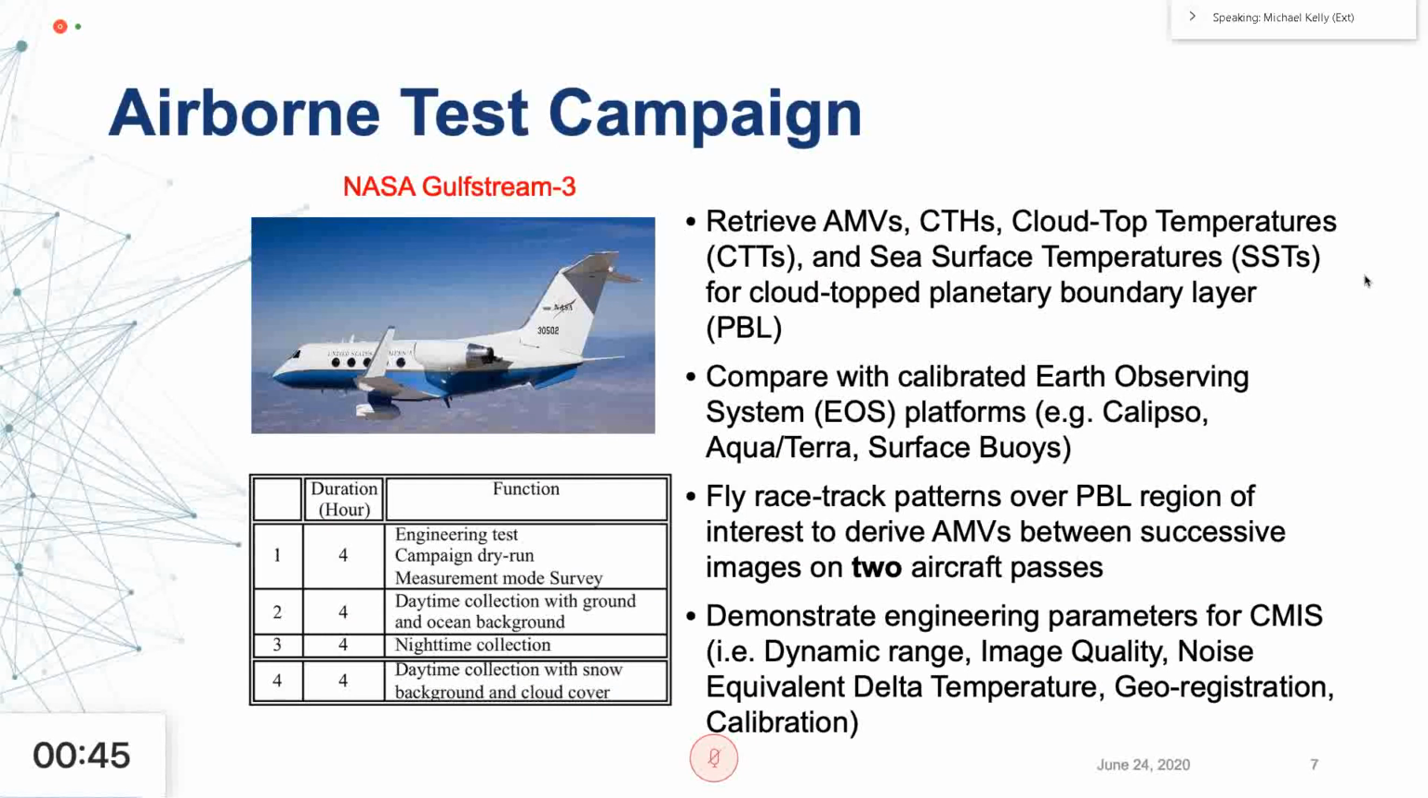And the goal is to focus on the cloud top planetary boundary layer. We'll compare these with the Earth observing platforms such as CALIPSO, Aqua, Terra, and surface buoys, and we plan to apply racetrack patterns over these PBL regions so we can get successive passes and apply corrections. And then lastly, we want to demonstrate the engineering parameters, dynamic range, image quality, and registration.